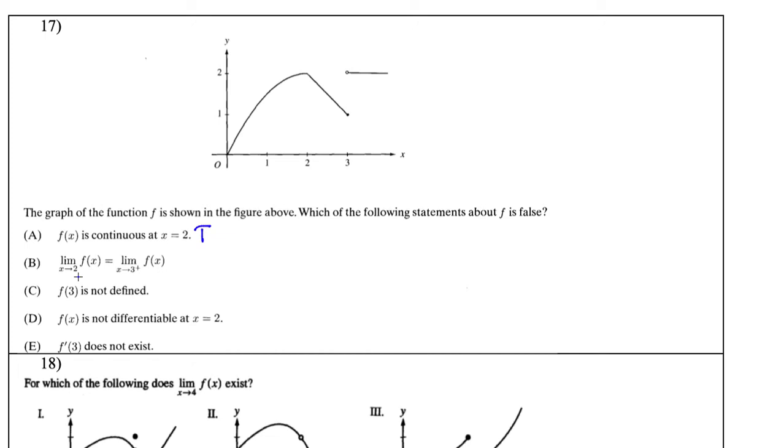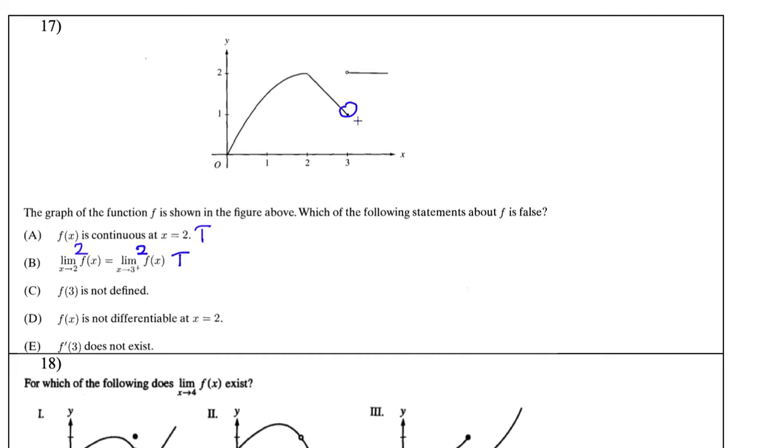B, the limit as x approaches 2 from both sides. As x approaches 2 from both sides, we do get a height of 2. So this evaluates to 2. The limit as x approaches 2 of f of x from both sides is 2. As I go to 3 from the right-hand side, I go to the same height, which is 2. So 2 does equal 2. That is true.